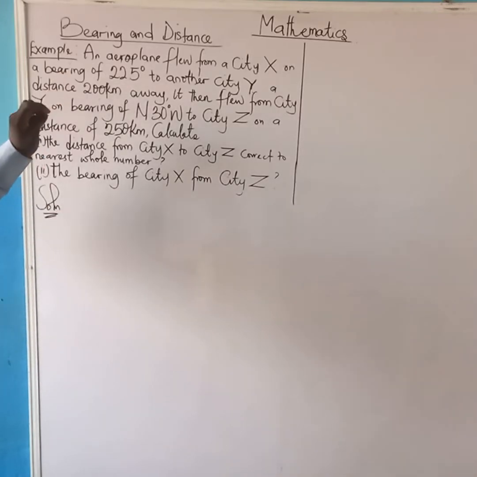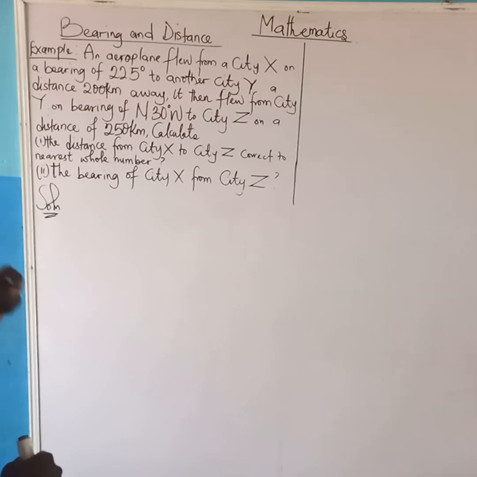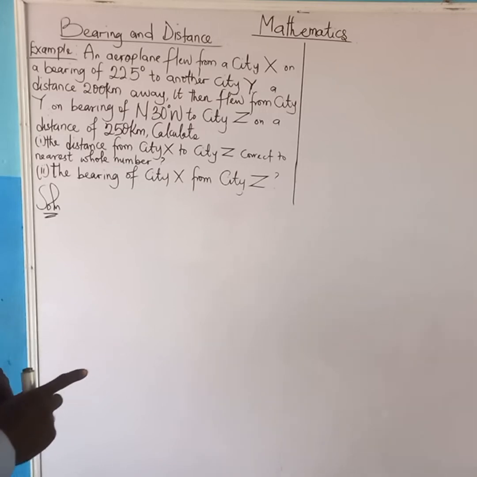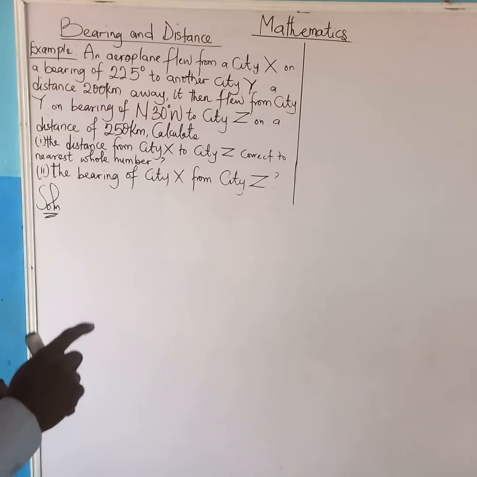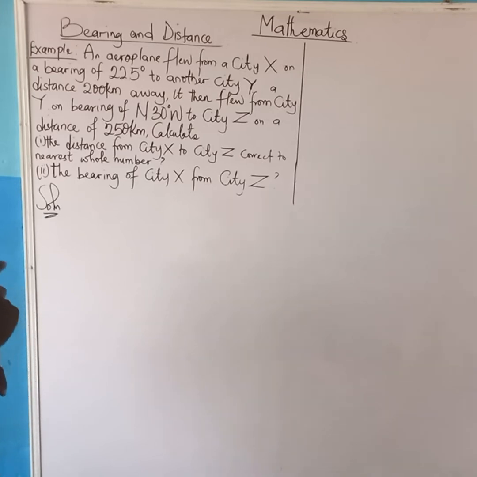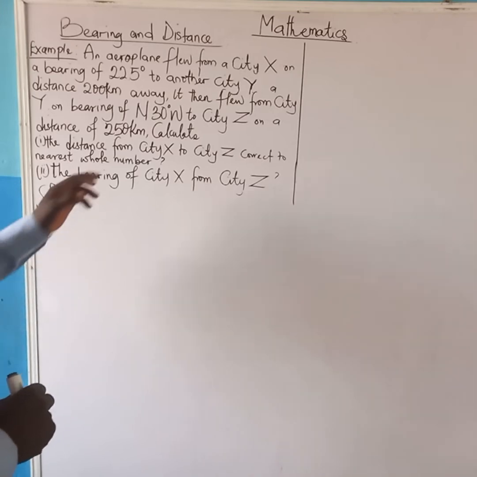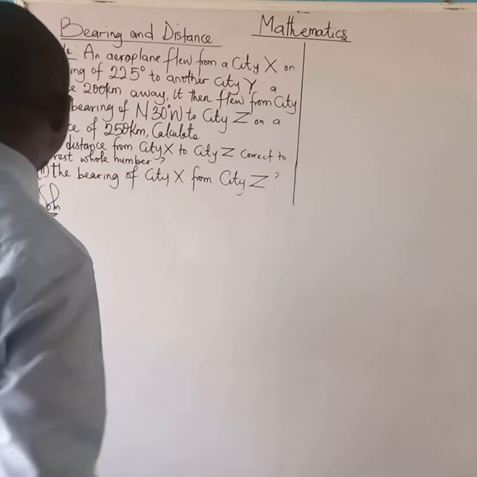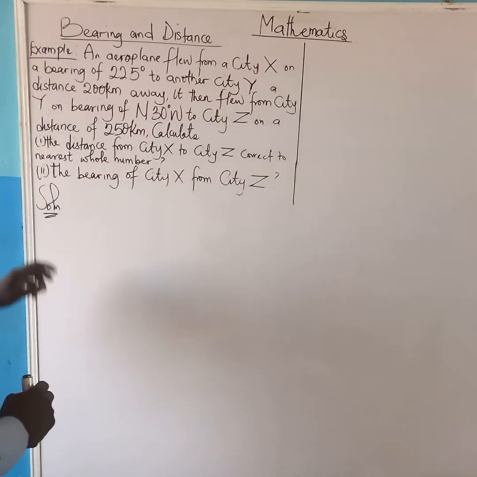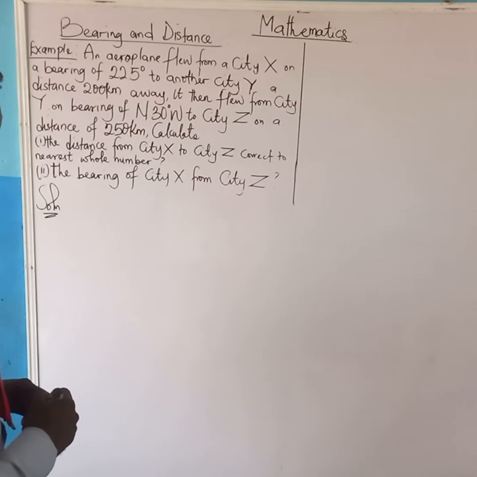I'm going to consider this example. An aeroplane flew from a city X on a bearing of 225 degrees to another city Y, a distance 200 kilometers away. It then flew from city Y on a bearing of north 30 degrees west to city Z on a distance of 250 kilometers. Calculate: 1. The distance from city X to city Z, to the nearest whole number. And the second question: the bearing of city Y from city Z.